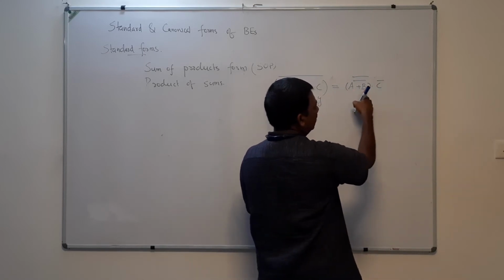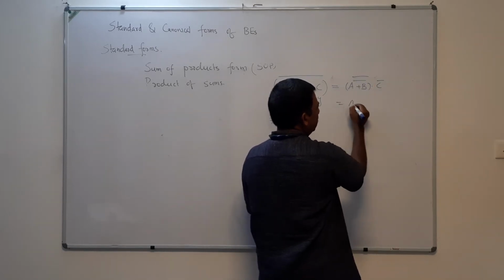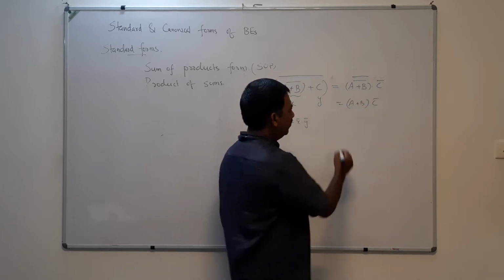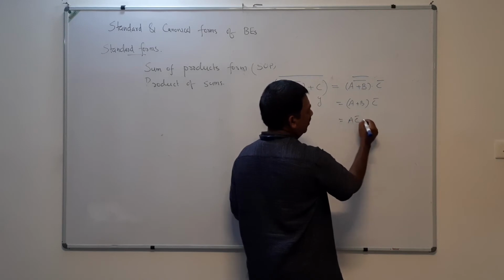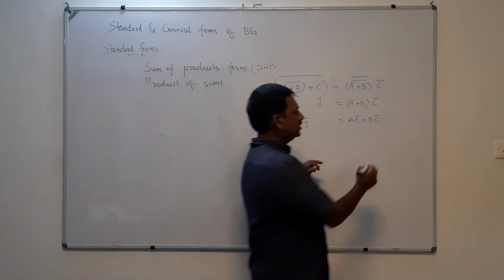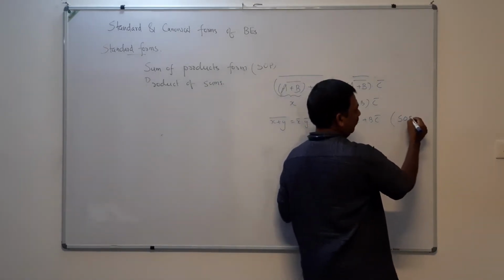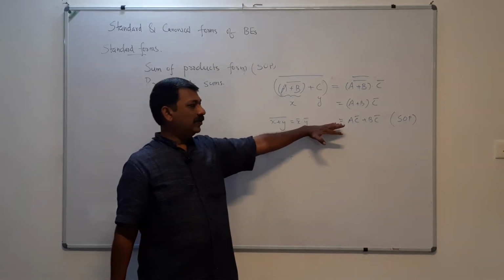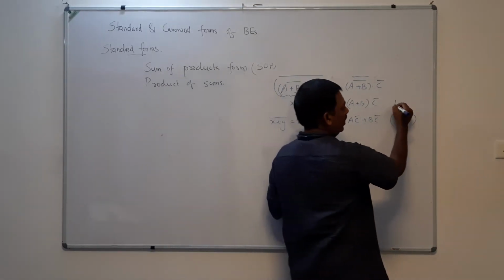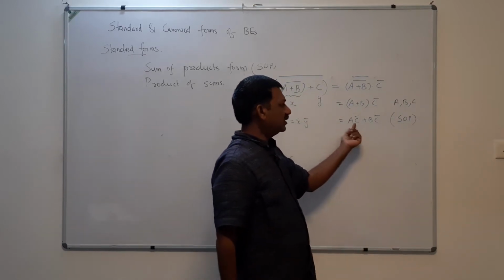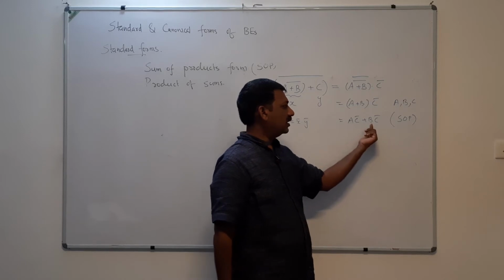This (A + B)' (A + B')' means that it is (A + B) into C bar. That becomes AC bar plus BC bar. This is sum of products, or SOP form, and you have to convert that to standard form. How do we do that? Here the terms are A, B and C.